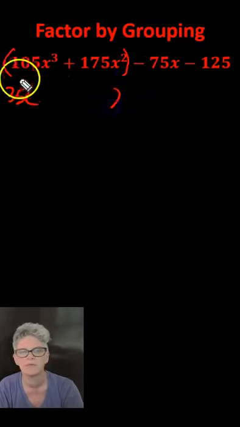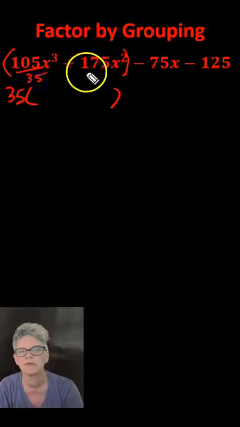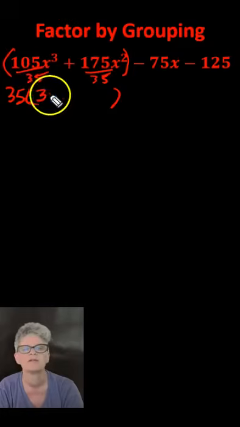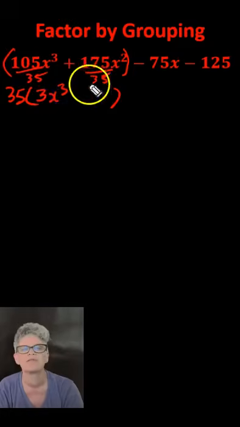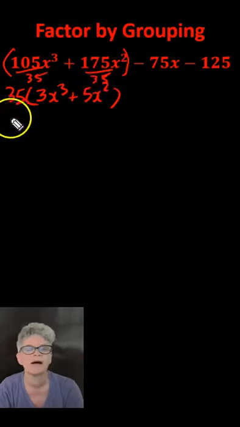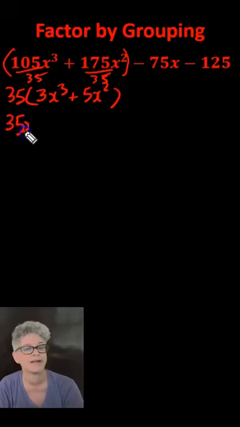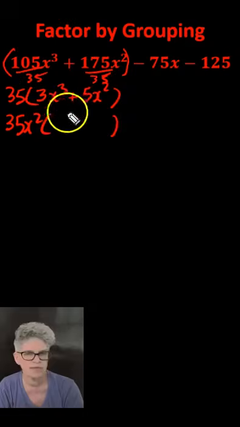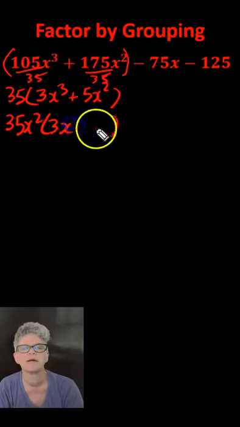So I'm just looking at the numbers. And what are we left with? Well, 105 divided by 35 is 3, and then you have x cubed. And then 175 divided by 35 is 5, and then you still have the x squared. Now, looking at the lettering, they have an x squared in common inside the parentheses, and I'll take that out. If I divide each term by an x squared, I'll be left with 3x, and then the x squareds will cancel there.